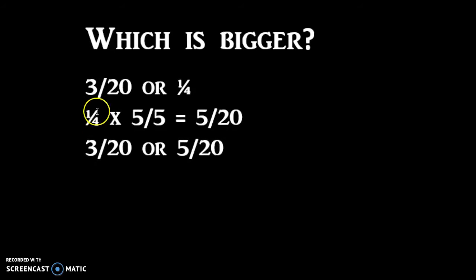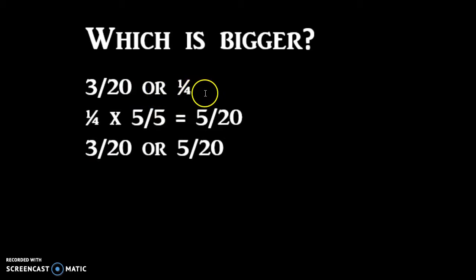Which is bigger, 3/20 or 1/4, a quarter? What you would do is try to find the same denominator. The same denominator of 3/20 and a quarter would be 20. 20 times 1 is 20, so you do 1 times 3, which is 3. So that's 3/20.